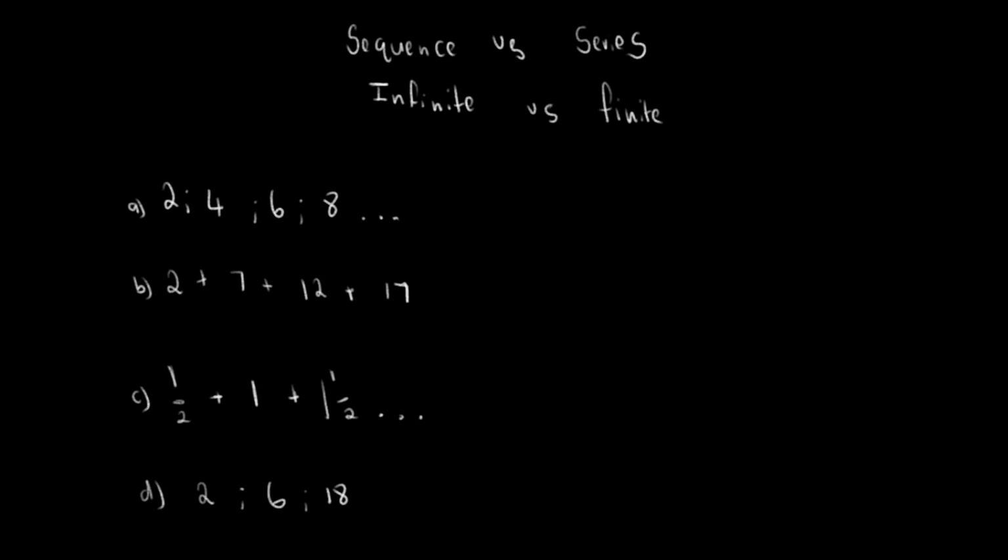We're going to identify sequences versus series and infinite versus finite. So the first thing we can identify is we see in this pattern or sequence we have an ellipse, but here we have an ellipse again. What about when we look at B? There's no ellipse, and D is also no ellipse.